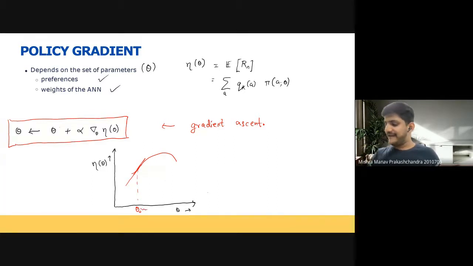Then I get my corresponding new theta 1. Again, take the gradient and move further ahead. And eventually you should get to the optimal theta star. Okay, this is the idea behind the policy gradient method.